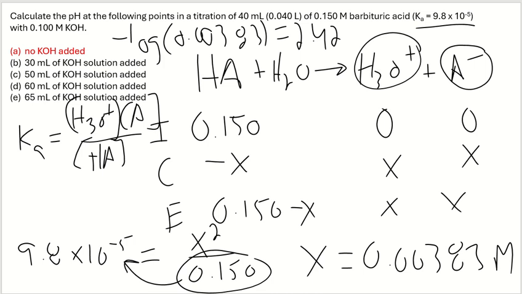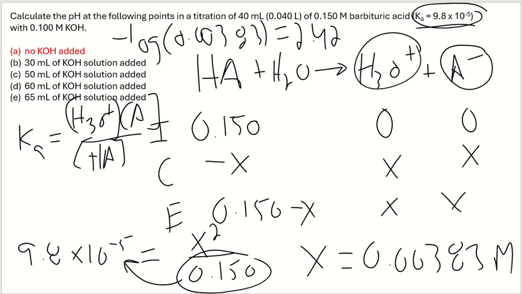So the pH before we add any base is 2.42, which makes sense because we're starting with an acid, so we would expect the pH to be less than 7. Also, if you solve for the pKa, you find it somewhere around 4 point something. We know that before we add any base, the pH should usually be below the pKa value as well.